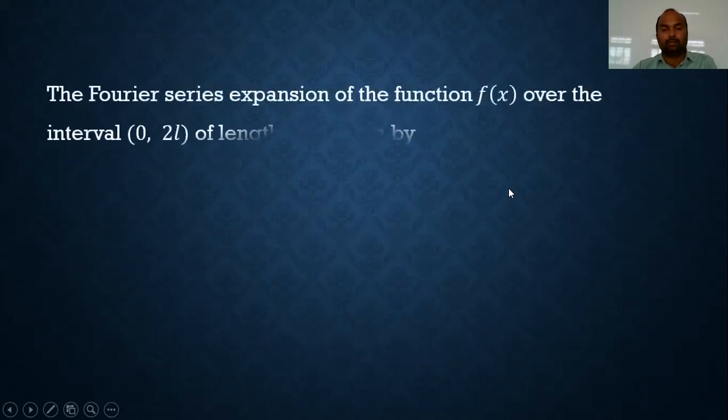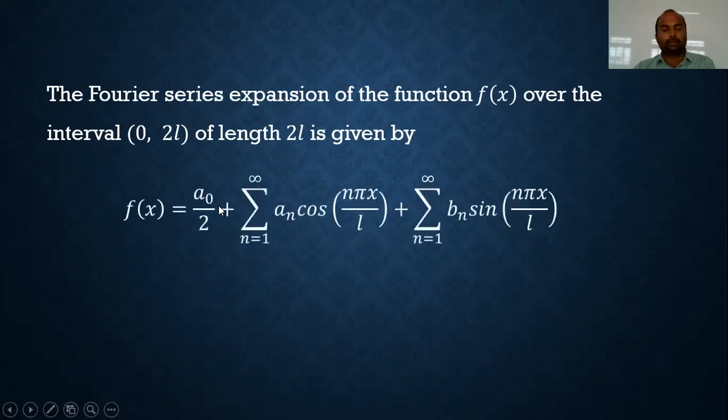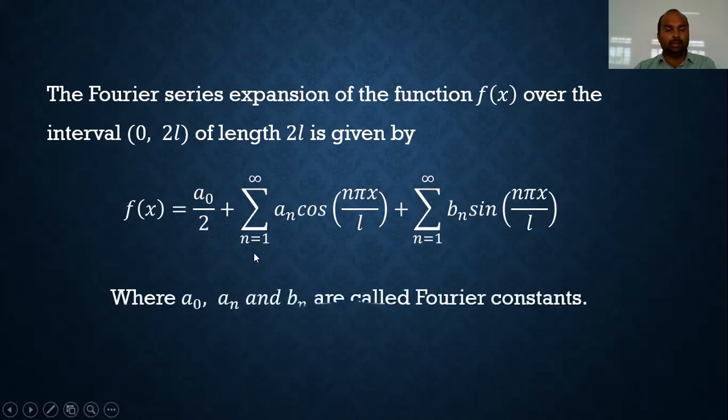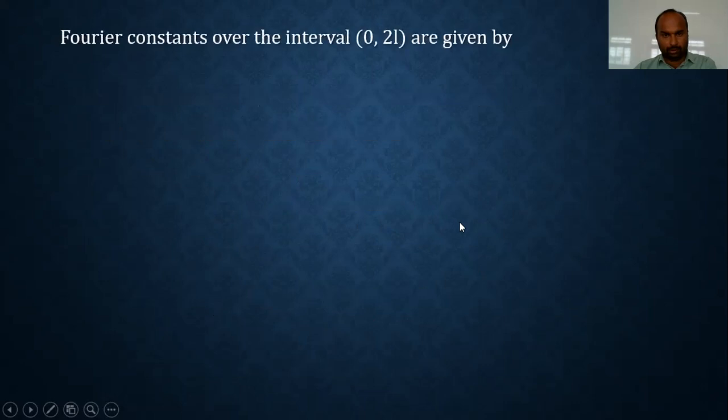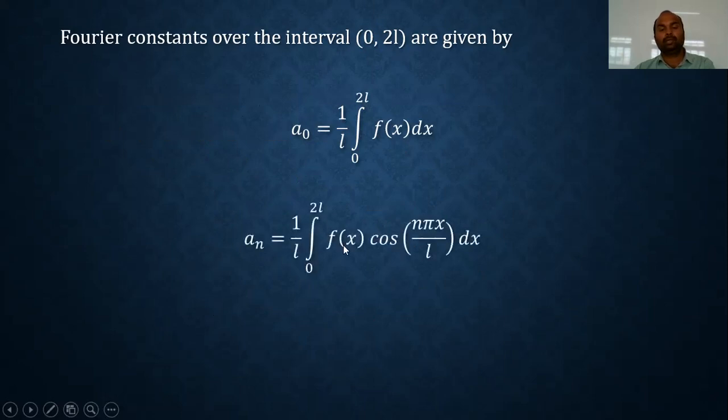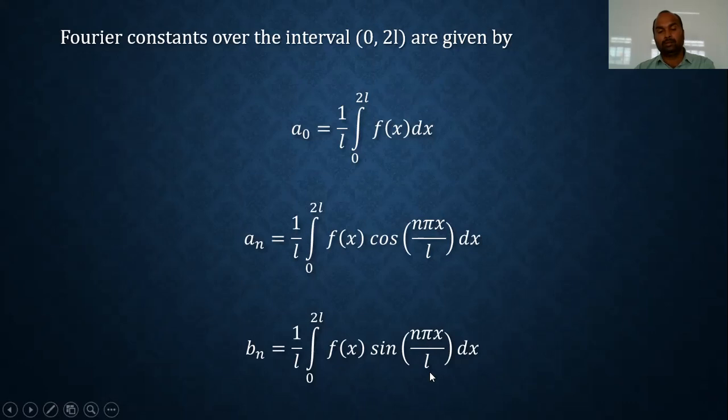Next, we will move on to the interval 0 to 2L. This is also of length 2L, and the Fourier series expansion is a naught by 2 plus summation n equals 1 to infinity a n cos n pi x by L plus summation n equals 1 to infinity b n sin n pi x by L. Again, a naught, a n and b n are called the Fourier constants. Now we will see the formulas: a naught is 1 by L integral 0 to 2L f of x dx, a n is 1 by L integral 0 to 2L f of x cos n pi x by L dx, b n is 1 by L integral 0 to 2L f of x sin n pi x by L dx.